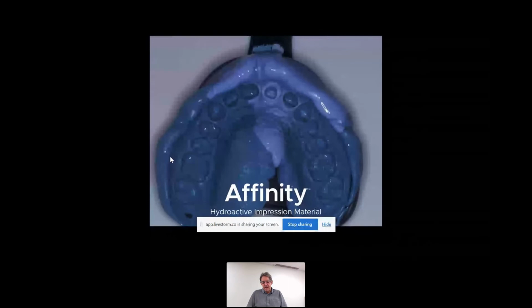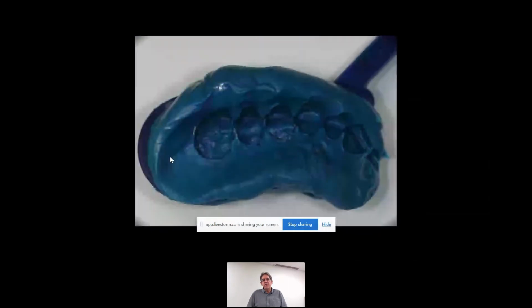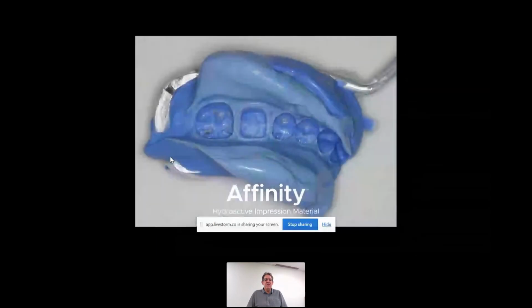This material, when you seat the tray, the hydraulics of the tray material will automatically push the light body up into the sulcus. Then for quadrant trays, we developed the only tray material in the industry specifically designed for use in a quadrant tray, and that's our Inflex material.